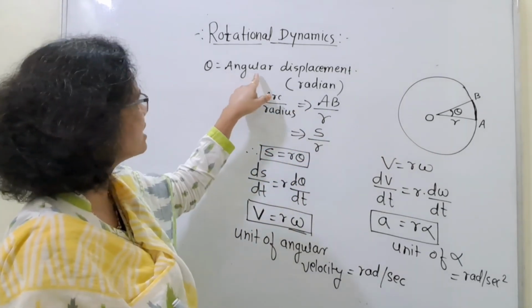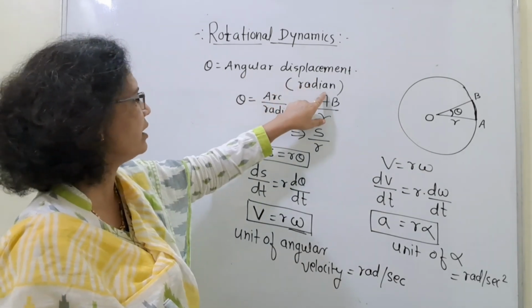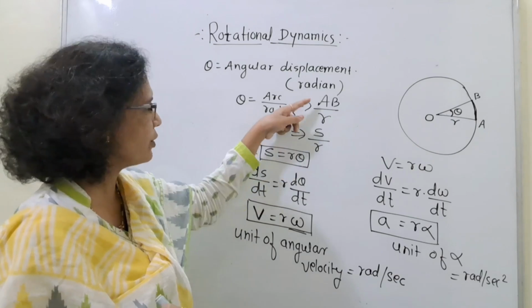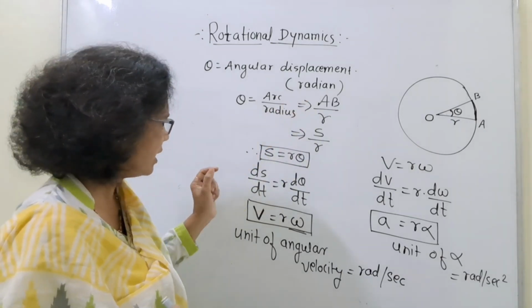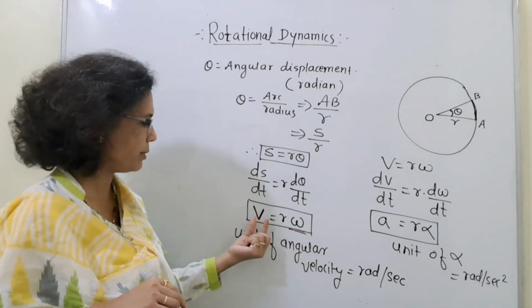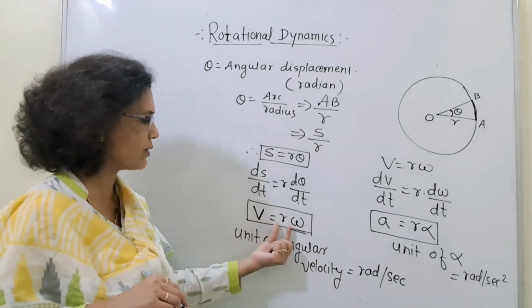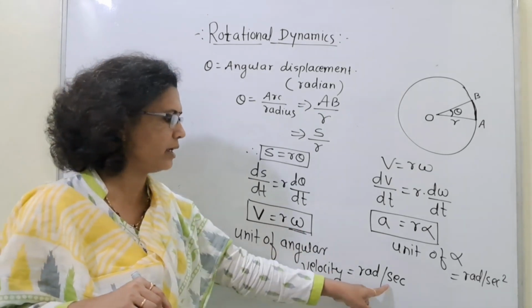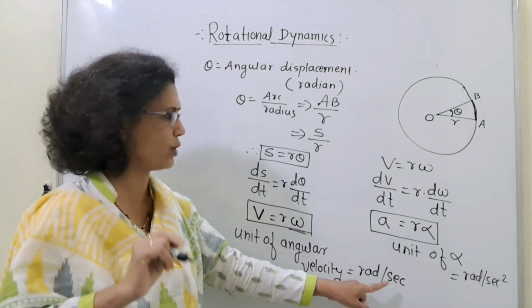It is angular displacement theta, unit is radian. Formula, it is S is equal to R theta, or you can say arc upon radius. Next, it is angular velocity omega, relation between linear and angular, it is V is equal to R omega. What is the unit of omega? It is radian per second, that is angular velocity.